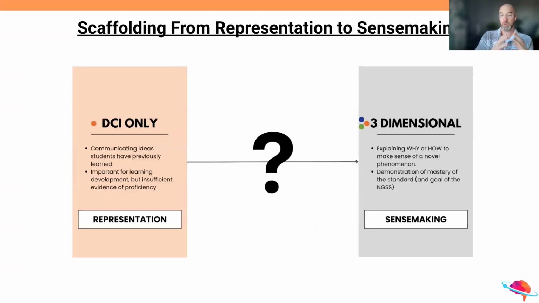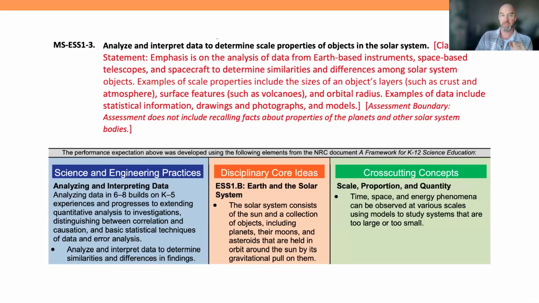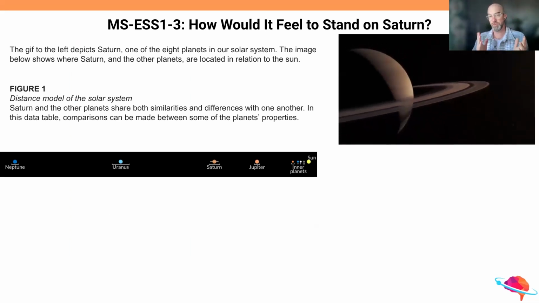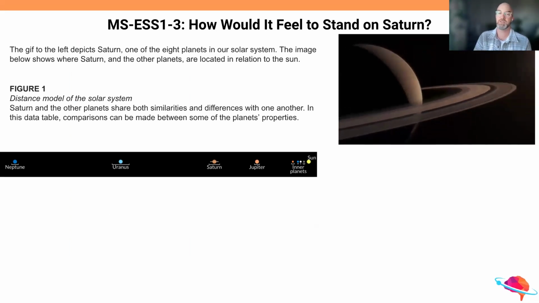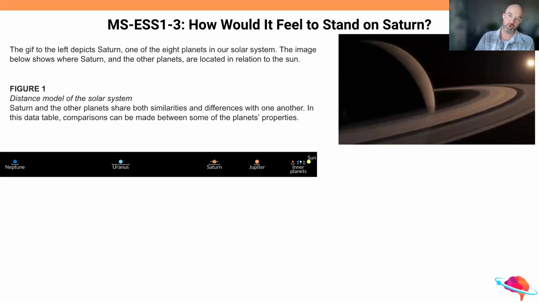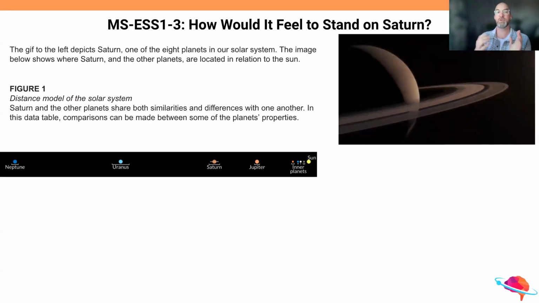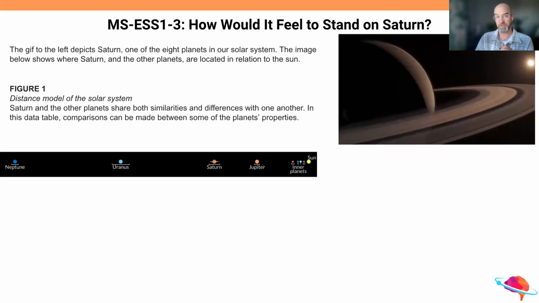And so what I want to walk you through right now is one of the ways that we can get students from the DCI understanding to a three-dimensional understanding. And again, the standard that we're looking at here is MS-ESS1-3, where students take that SEP, that DCI, and that cross-cutting concept and apply those things together. And I'm going to give you a phenomenon that we use in Inner Orbits. This is one of the phenomena we have for the standard. There are many others, which I will go through in great detail. And this phenomenon is, how would it feel to stand on Saturn? Probably not so good.